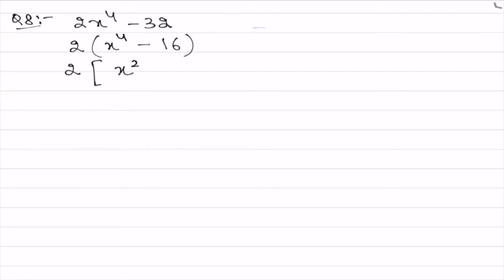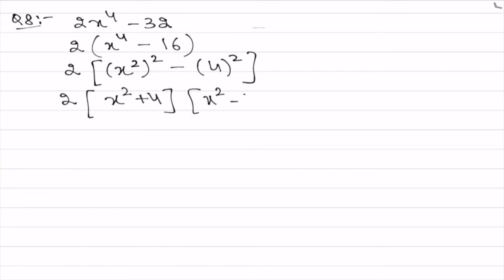Similarly, next question: 2x raised to the power 4 minus 32. Again we can see that 2 is common in both. After taking out 2 common, it's left with x raised to power 4 minus 16. Now here we can see that x raised to the power 4 is the perfect square of x square. So (x square) whole square minus 4 square. So the formula is (a plus b)(a minus b). So it becomes (x square plus 4) into (x square minus 4).